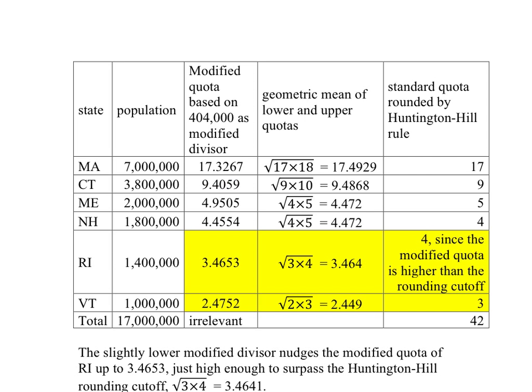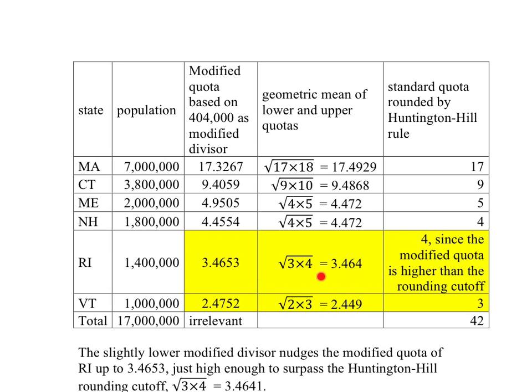Great, so Connecticut, 9.4 something is the modified quota, so the rounding cutoff will be the square root of 9 times 10, the integers on either side of this quota, and since the quota is less than the rounding cutoff, we round down. We go through and do the same for all the states, and it turns out that here there are actually 2 examples of states where their modified quota would have been rounded down by Webster, but is actually rounded up by Huntington-Hill.